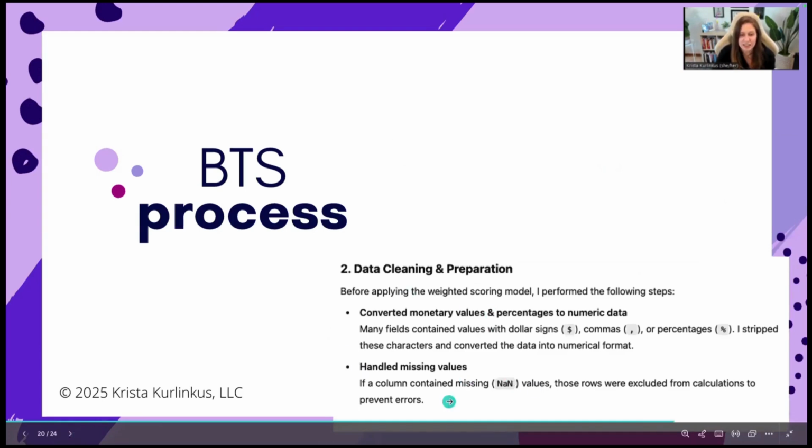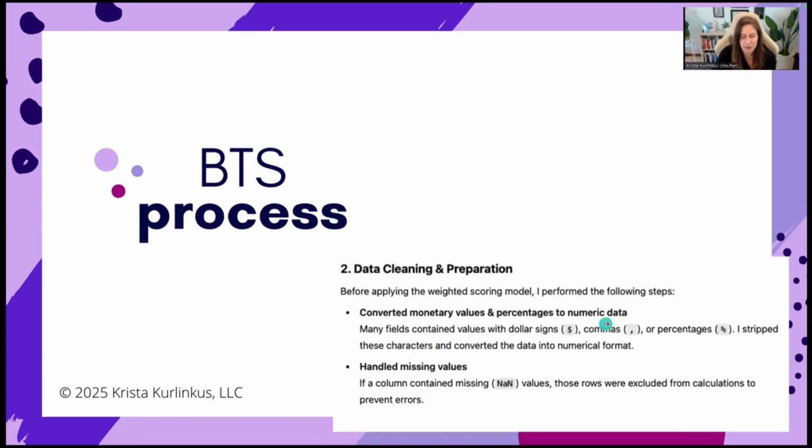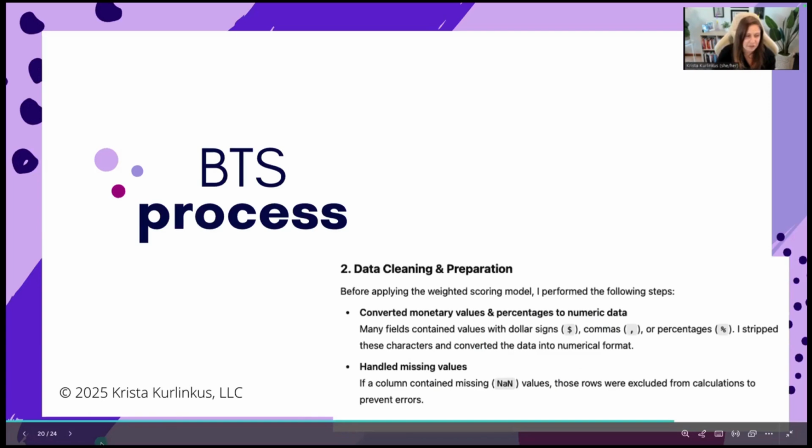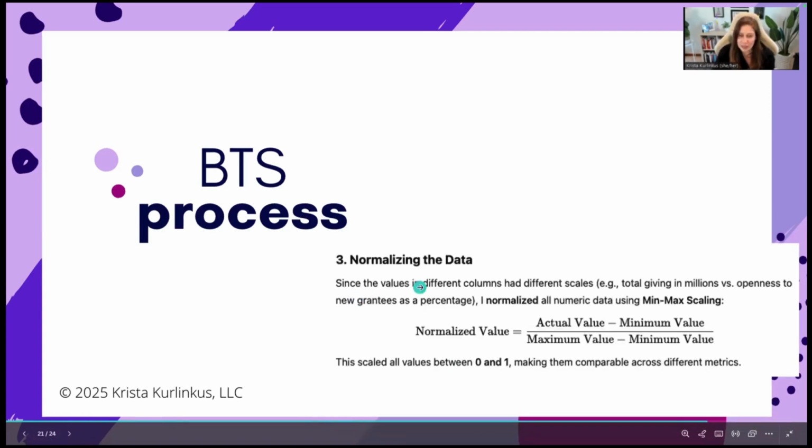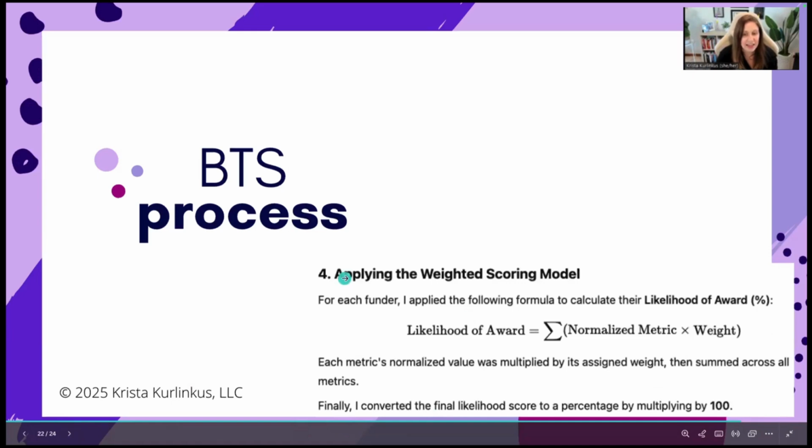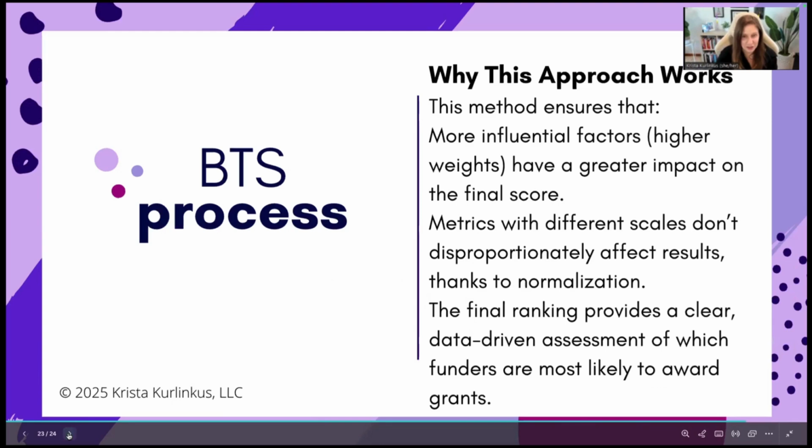It cleans the data. It's converting monetary values and percentages to numeric data. It handles missing values. It then normalizes the data with these formulas and makes it more comparable across different types of metrics, because I had percentages, I had total amounts awarded, all these different things. Then it applies the weighted scoring model. And I don't know about you, but I can't do this calculation. So that's why I'm using ChatGPT to do it.